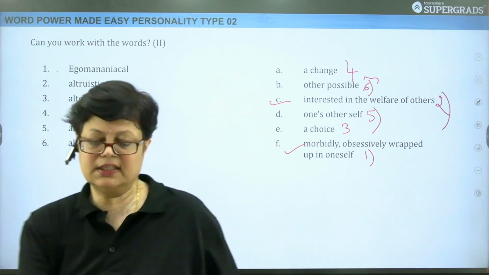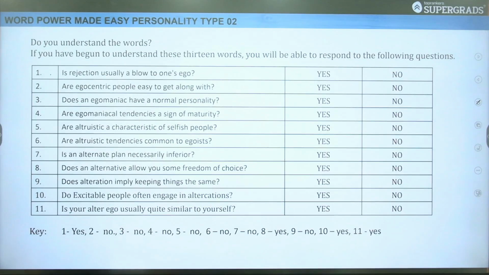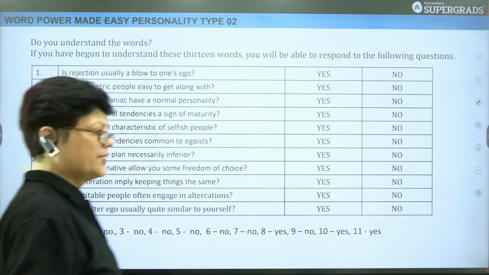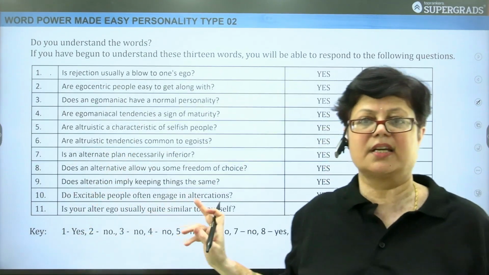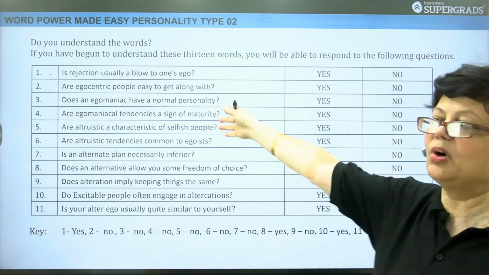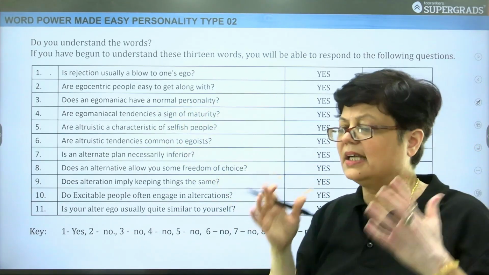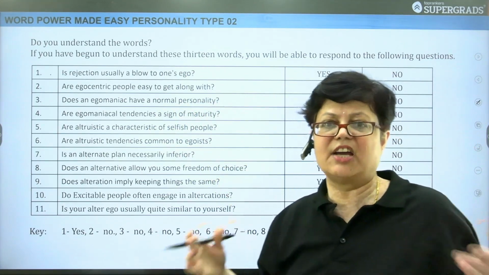Now coming to the next exercise. Now, these are some questions as we had done in the previous session, if you recall, if you remember. So let us look at these questions. Are we able to answer them in yes or no? This will further take us to the details of these personality types which have been discussed.